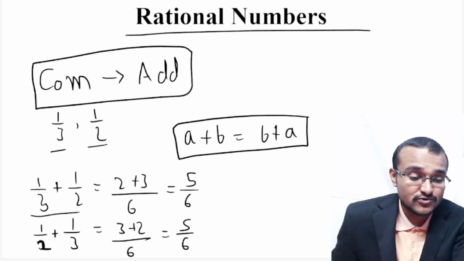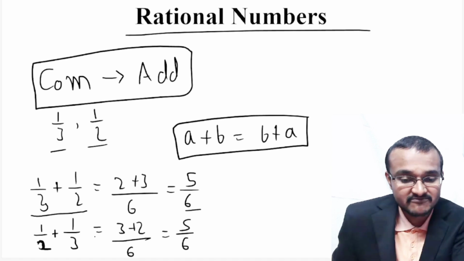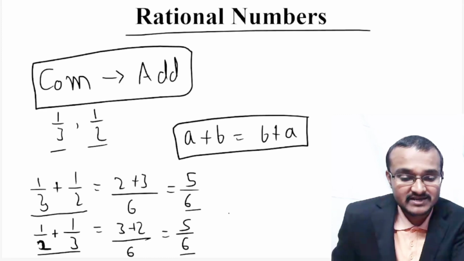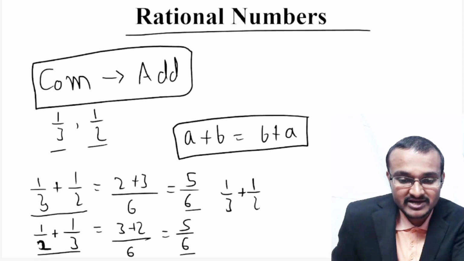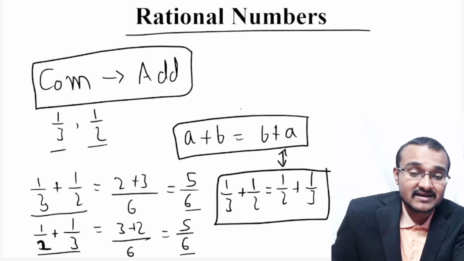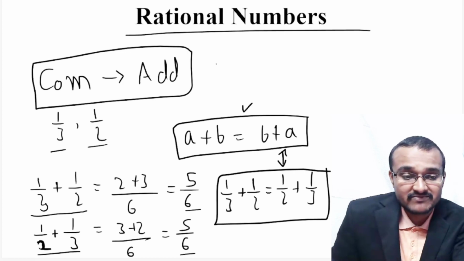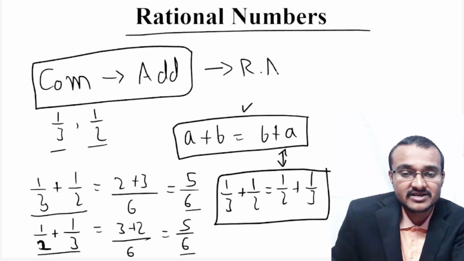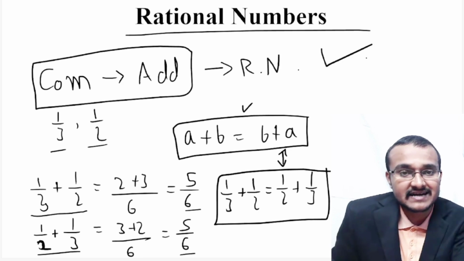So 5 by 6 is the answer. So when you do 1 by 3 plus 1 by 2, you are getting 5 by 6. Even after interchanging them, when you add 1 by 2 plus 1 by 3, you are getting 5 by 6 as your answer. So that shows 1 by 3 plus 1 by 2 is equal to 1 by 2 plus 1 by 3. That means this rational number is obeying the condition a plus b is equal to b plus a. So here commutative property under addition for these rational numbers is satisfied.